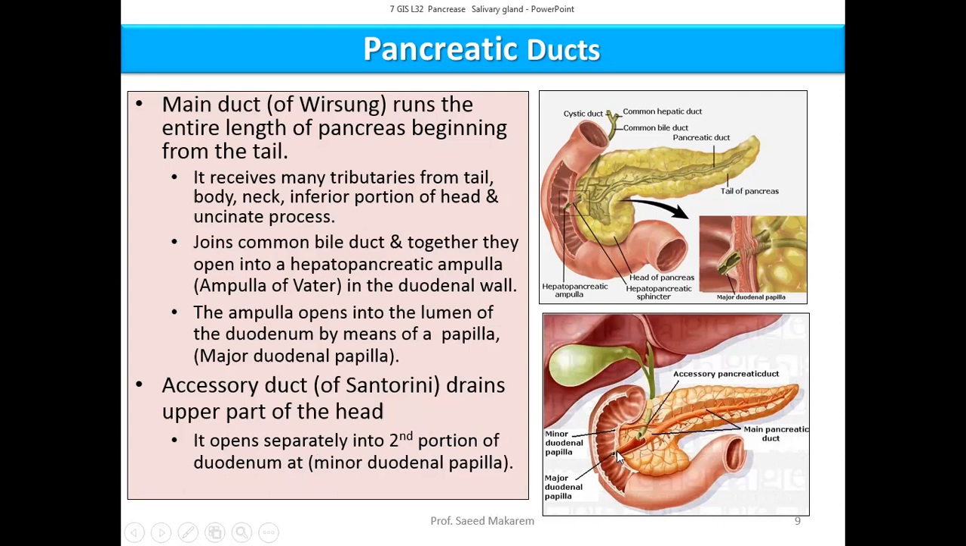So this is separate from the major duodenal papilla. Because the accessory duct is a smaller duct, it opens with a smaller opening. This is called the minor. Minor means smaller. Okay, minor duodenal papilla.